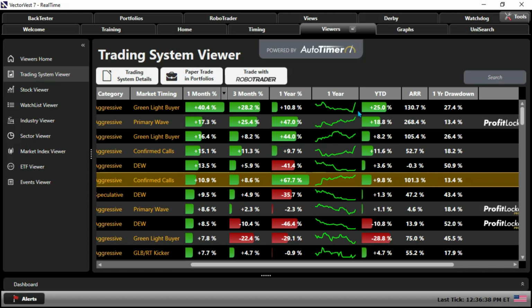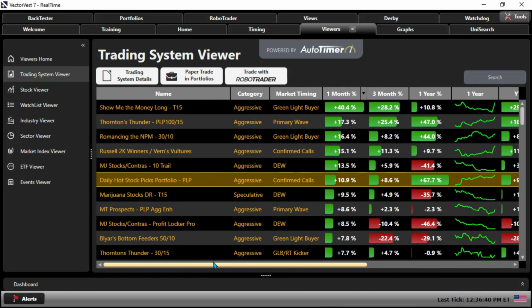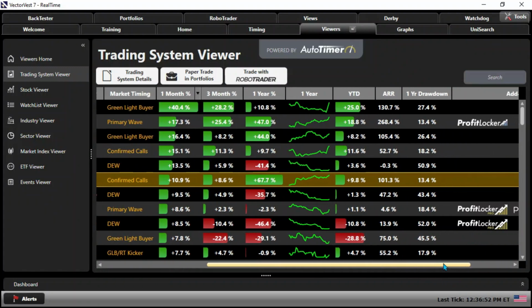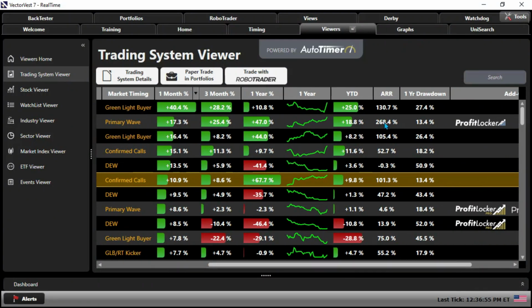The next search in the list is Thornton's Thunder using the Profit Locker Pro 115. That's the stop. Over the last month, up 17%. Not nearly as much as Show Me the Money Long, but let's analyze this out. 268% annualized, and look at that drawdown. That's much better than the first search. It may not have been giving you as much year to date, but you know something? 18.8% is not half bad with just a 13% drawdown.